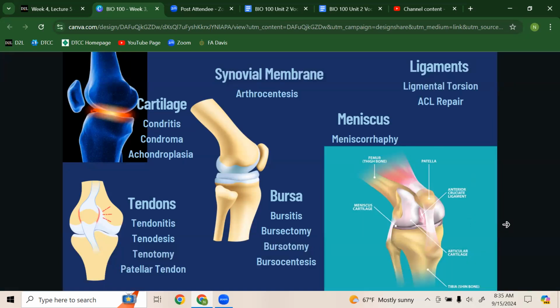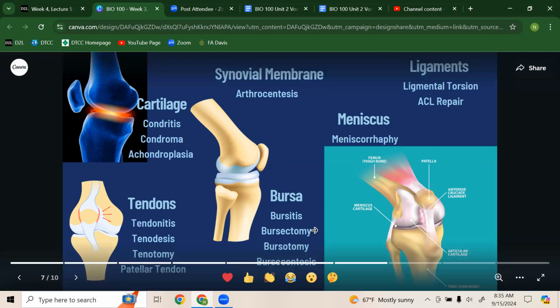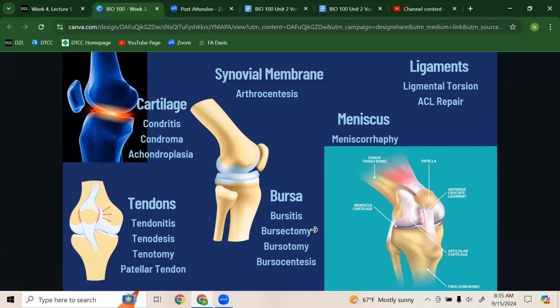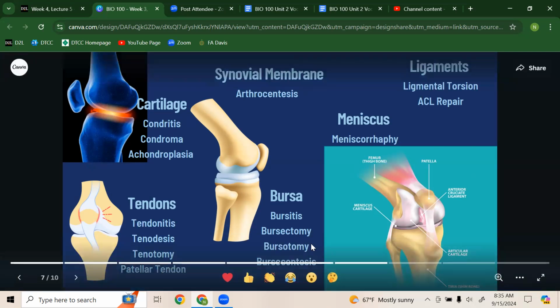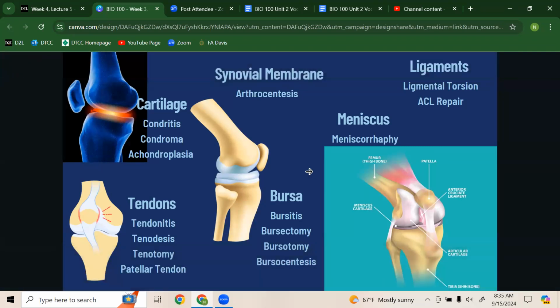So bursa is just there for cushioning, but it can get irritated. So that's inflammation of the bursa. If it keeps getting irritated and causing problems, sometimes they will perform a bursectomy, or a surgical removal of the bursa, or a bursotomy, where they just cut a portion of the bursa, or they may do a bursocentesis, just like the arthrocentesis, where they can puncture and pull out fluid.